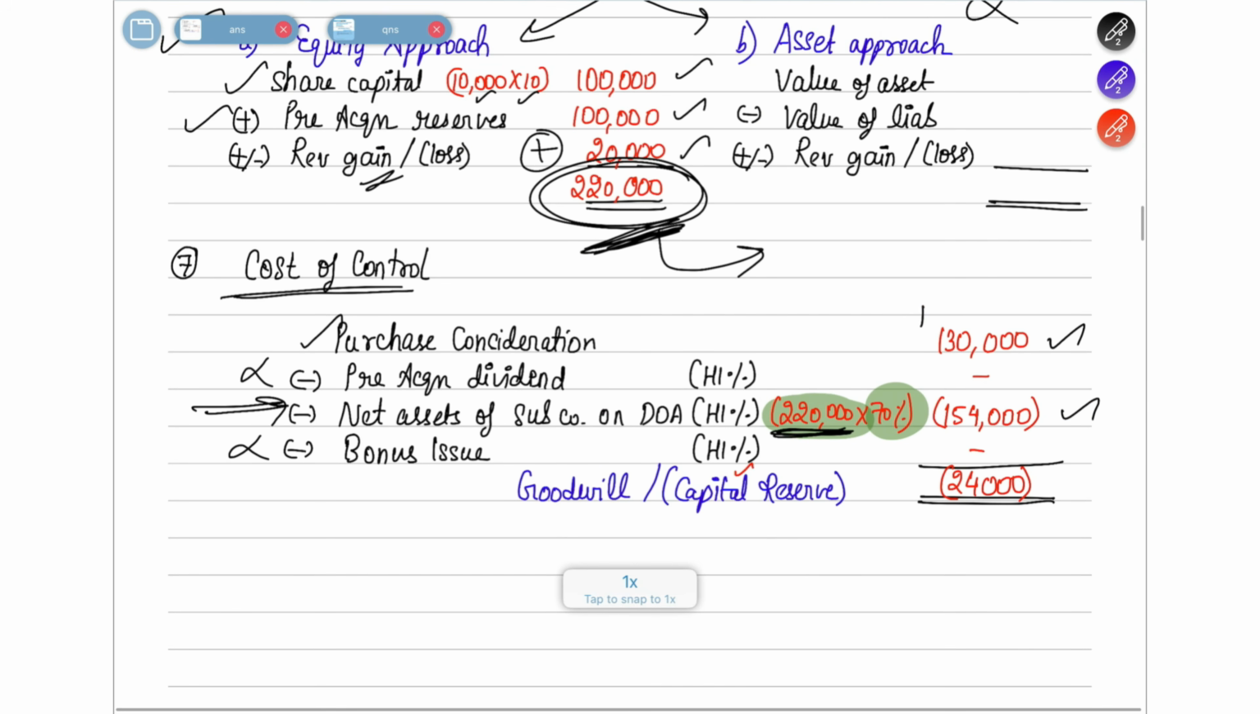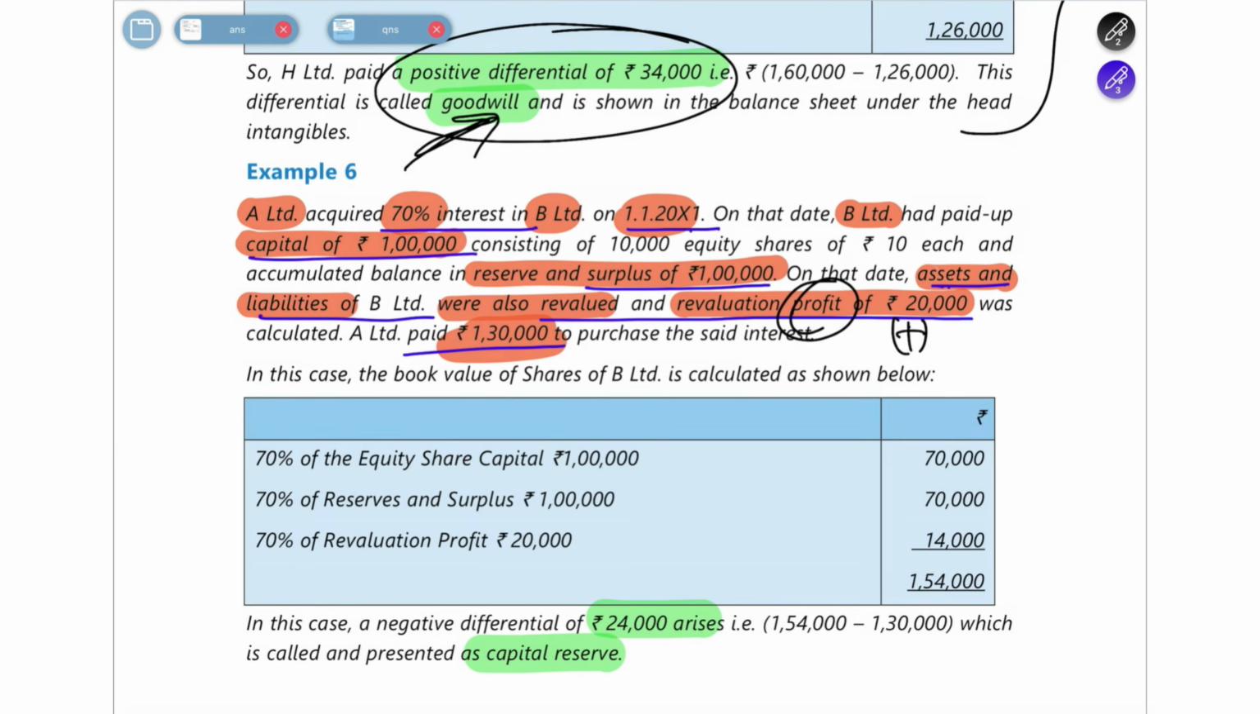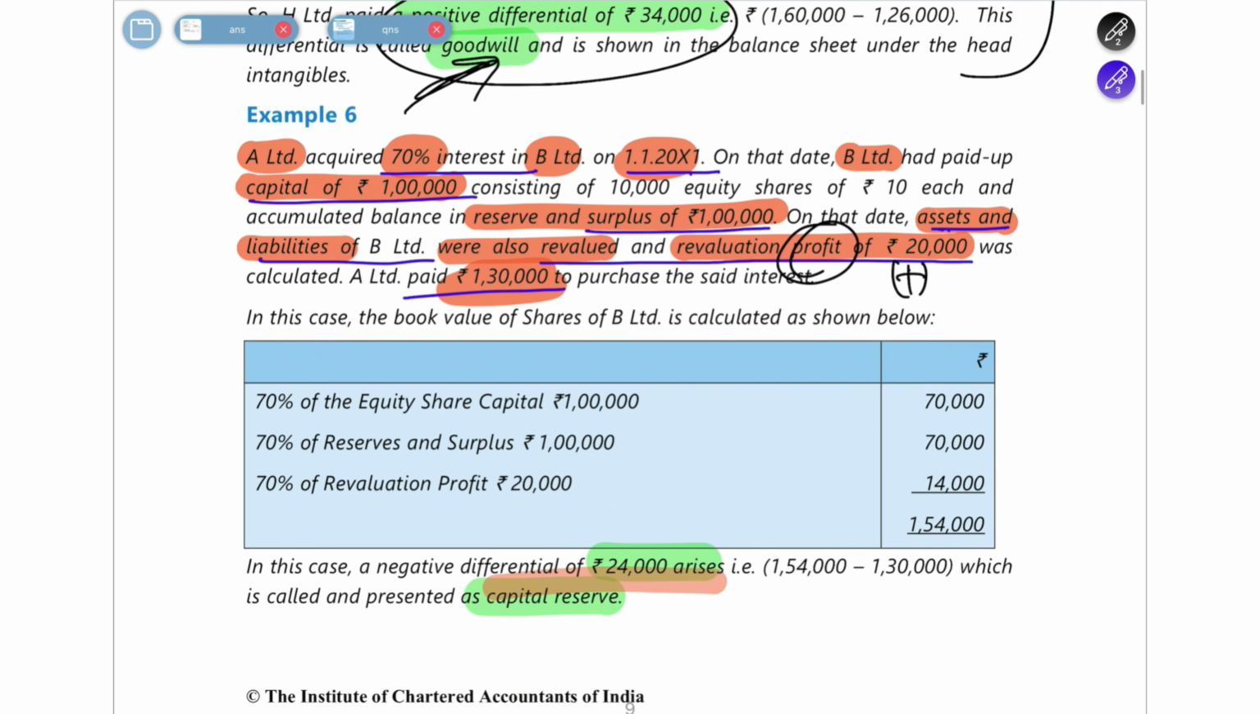So we paid 1,30,000, but what we acquired in return was much more, which is 1,54,000. So you have received more this time, and so you create a capital reserve of 24,000. Okay. So this was the question. Let's verify with the ICAI material. So 24,000 worth of capital reserve has been created. I hope example number 6 is also clear to you all.